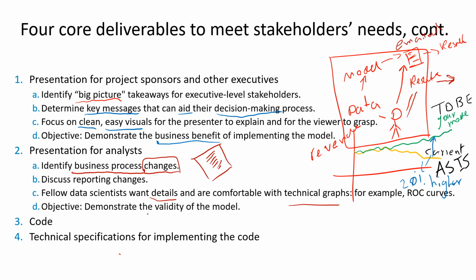So the objective here is completely different. For sponsors, you want to demonstrate the business benefit of the model. Here you want to demonstrate the validity of the model. You want to defend your model. If someone asks, well, are you sure that your variables are independent of each other? Because it seems like you've used naive Bayes, but have you checked for the correlation between your variables? Well, if you have not checked that, if you're not sure about that, if you don't have anything to defend that, then the validity of your model and your approach will be questioned.